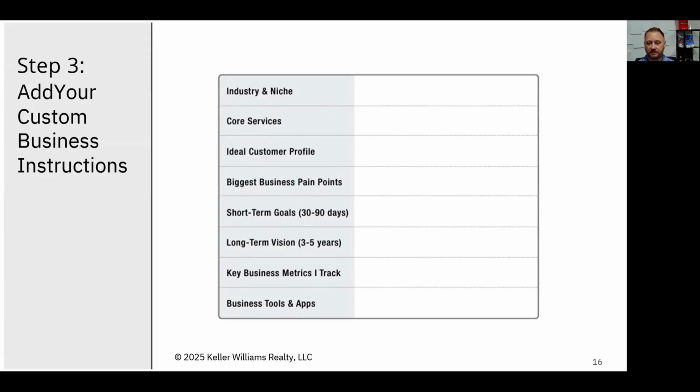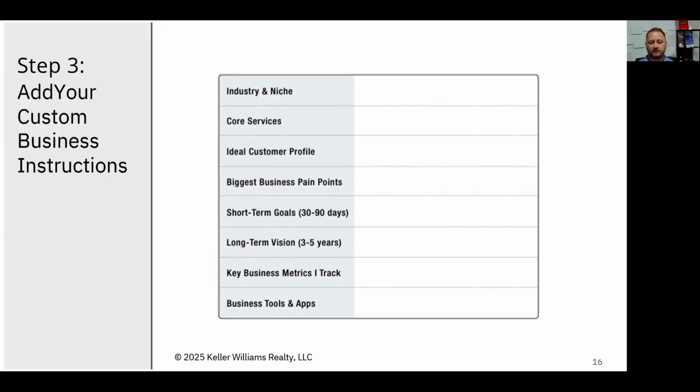And then biggest business pain points. So what are you currently having some pain points in? I hear it from agents all the time. I'm just having a problem right now getting more listings, or I'm having a problem because my listings are sitting too long. Whatever those pain points are, let's put those in there.